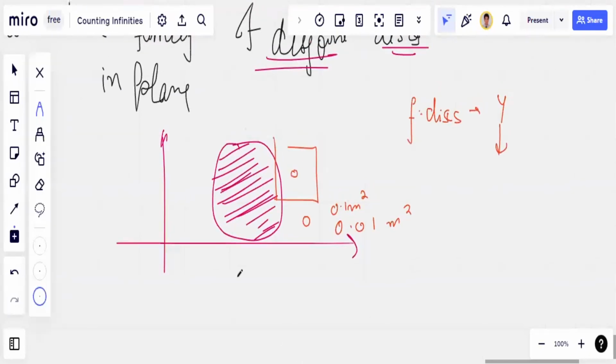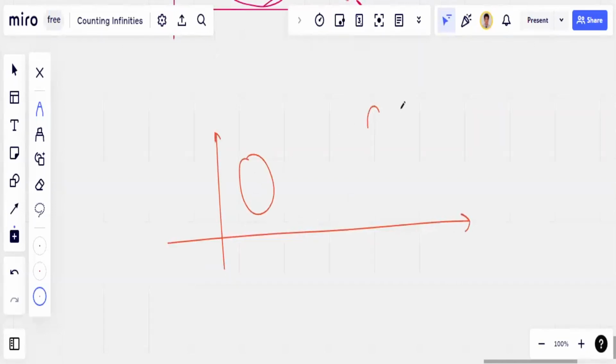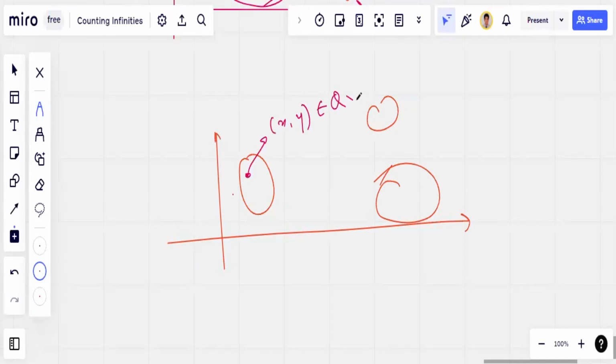Okay, so think about this. Suppose you have some disks in the plane. I'll just denote them by circles, but assume they are disks. Some disk here, some disk here, some disk here. Now, notice that you can always find a rational point inside each disk, right? Suppose you pick this disk. Does everyone see how we can find a point (x, y) such that x and y both belong to the rationals?